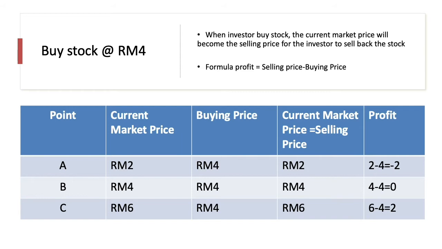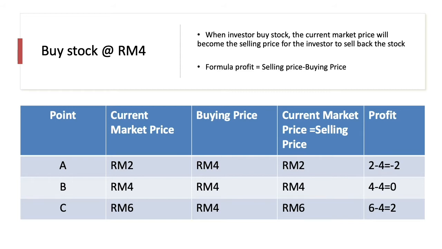Next, we assume the price moved to point C, where the market price is at 6 ringgit. So the current market price is 6 ringgit. That means you sell your shares at 6 ringgit. So your profit is selling price 6 minus buying price 4, so your profit is 2. So from this information, you have the market price and the profit from your trading strategy, so you can draw the payoff diagram.